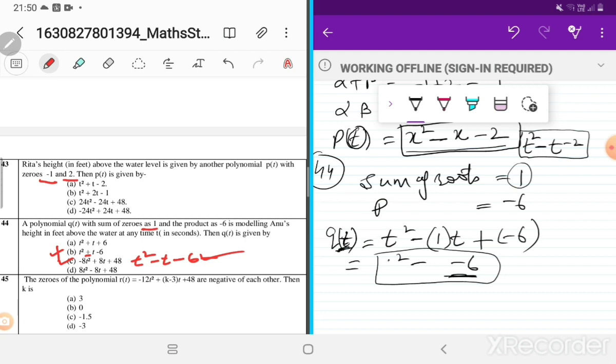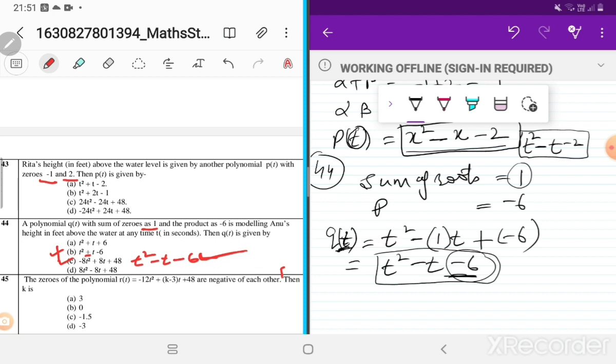Because in the option also, there is t square minus t minus 6. So this option C is your result. Why is D not the answer? Because in D, when we divide by 8, we get t square minus t plus 6, but I need minus 6. That's why D is not our answer.